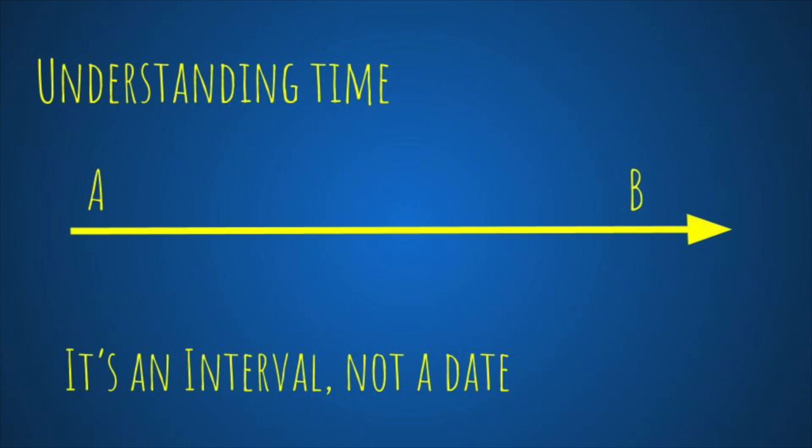In order to measure performance, you have to understand what exactly you're measuring. Time in this case is not a date. It's not a specific calendar day or anything like that. It's an interval, meaning the actual date on a calendar is not important, but the amount of time between, let's say, point A and point B is what we're looking for, and that's what we will call an interval.